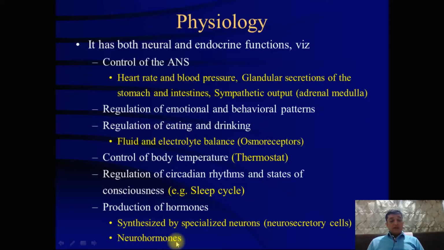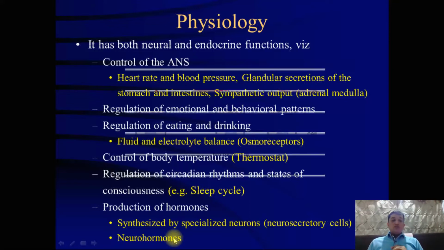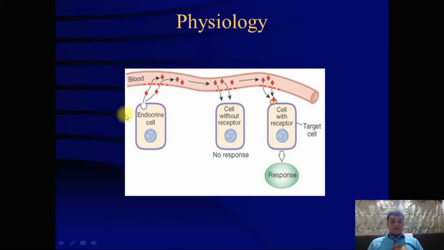Now here I would like to make a very important difference between hormones and neurohormones. So what is a hormone? A hormone is released by a glandular structure. Glands are actually modified epithelial tissue, and once called a gland, if they are releasing chemicals without a duct into the body fluids, we call them hormones. So this is an endocrine gland and this is a hormone.